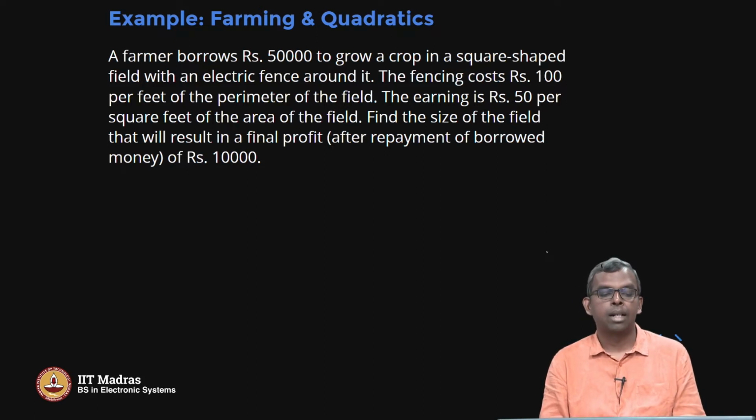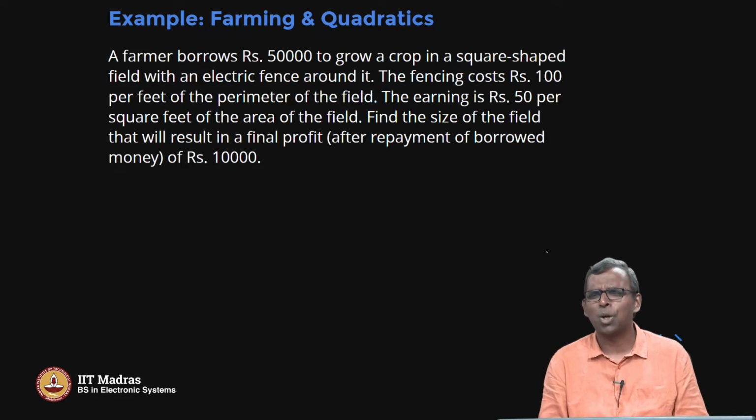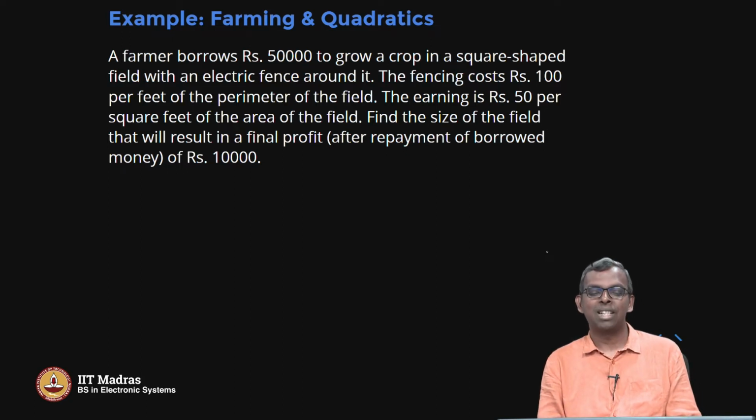It's about 100 rupees per feet of the perimeter of the field. I don't know if that's a reasonable cost or not. I just pulled that number out. So your fencing is going to cost you 100 per feet of the perimeter of the field.